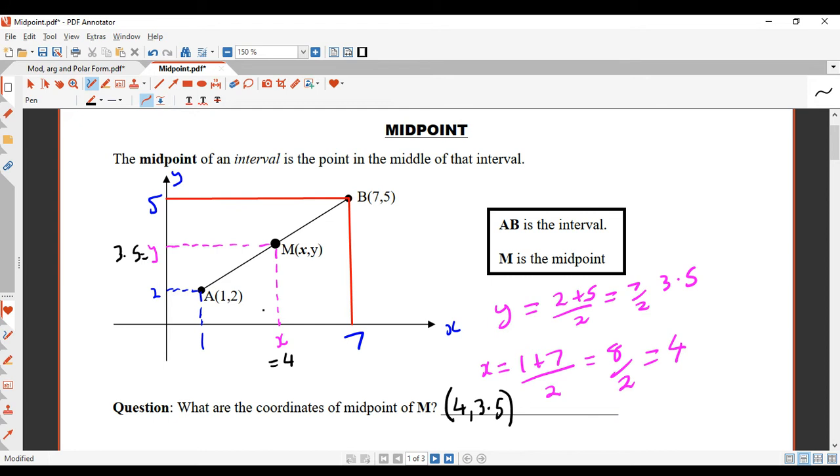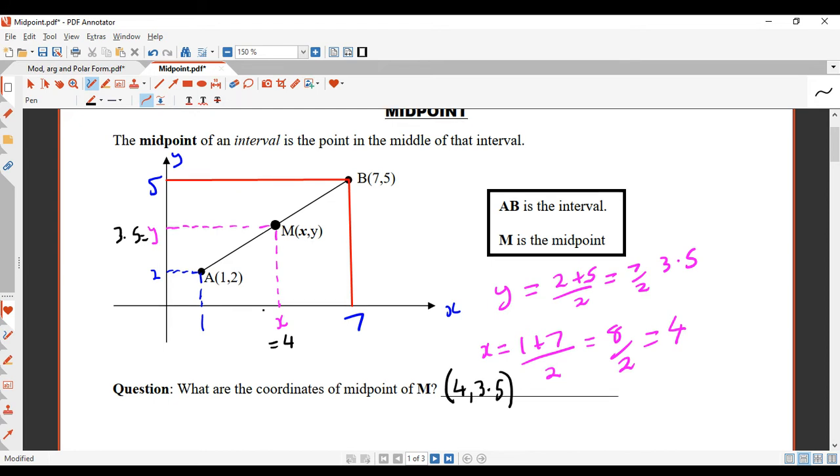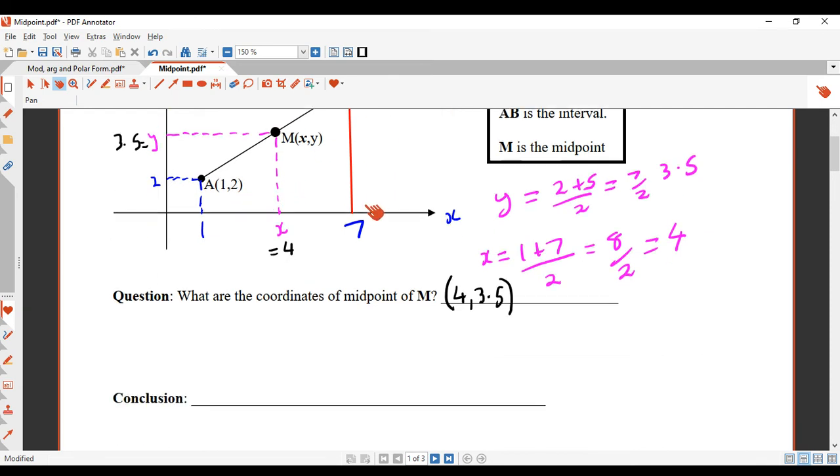All right, so all you've got to do is find the average of the x values. If you look at the x values here of 1 and 7, you find the average of those. So you add 1 plus 7 divided by 2. That gives you the 4. And then you take the y values of the endpoints of the interval and you add those together and divide by 2. 2 plus 5 divided by 2 gives you 3.5.